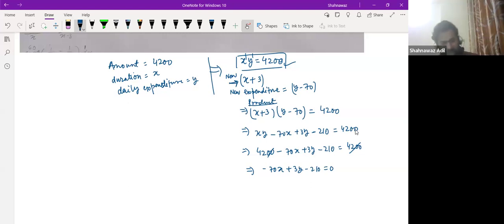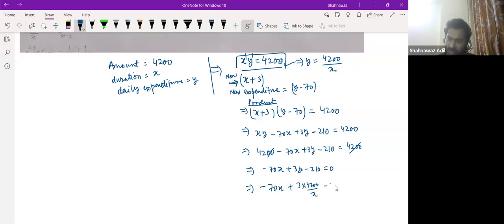Yes, guys. Quadratic equation. So, discriminant. No. Y is 4200 by x. So this thing we can write, right? Minus 70x plus 3 into 4200 by x minus 210, that is 0.